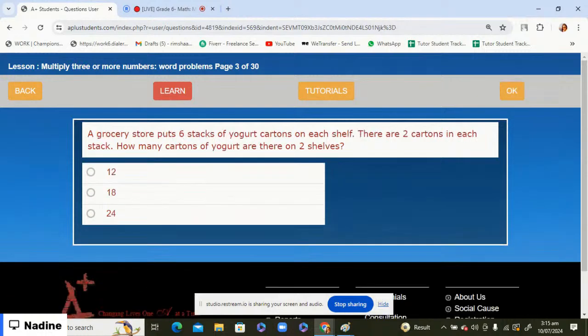Now, tell me the answer of this one. Everyone solve it in your notebook. Do you have your notebook and pen? Solve every question there, okay? And then just tell me the answer in the chat. Solve properly in your notebooks. A grocery store puts 6 stacks of yogurt cartons on each shelf. There are two cartons in each stack. So how many cartons of yogurt are there on two shelves?